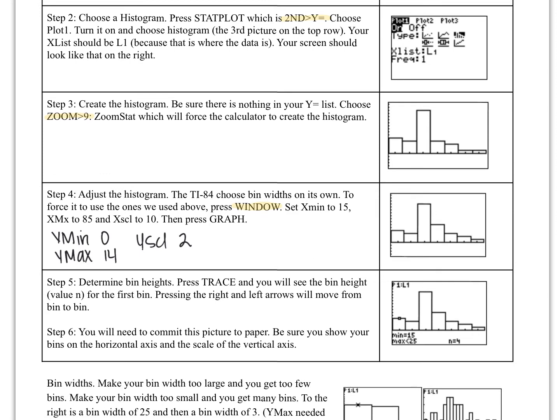You can also determine from a histogram how tall each of the classes are by selecting trace. So if you select trace, it automatically creates a dot at the top of each of those bars, and you can use the left and right arrows to go to each one and see how many values are in it.